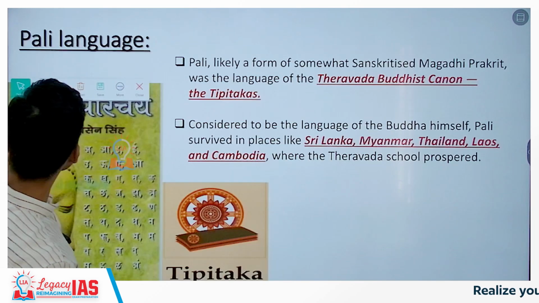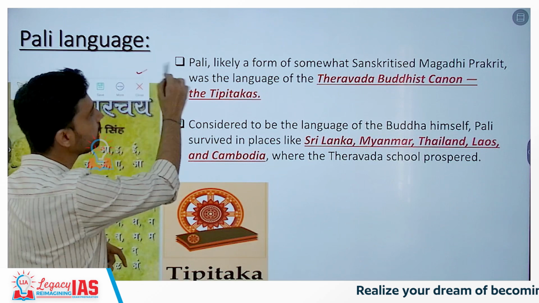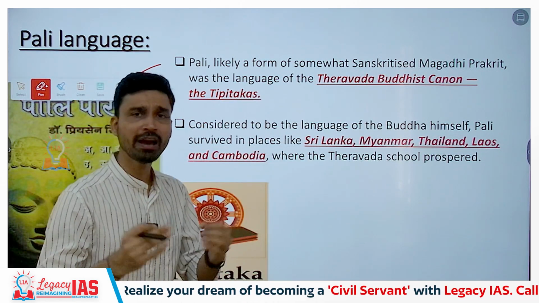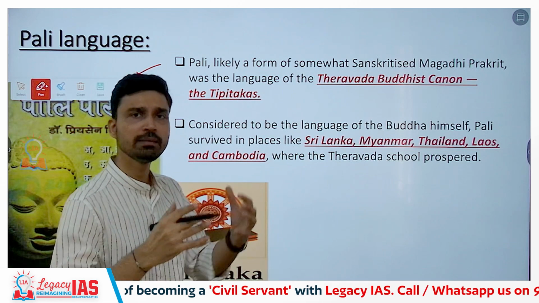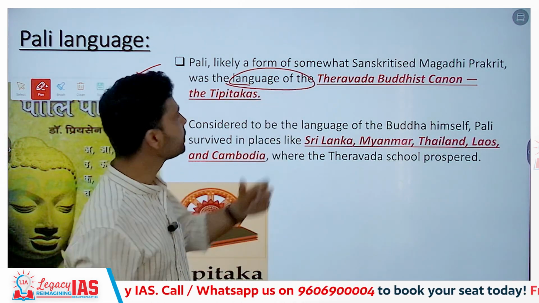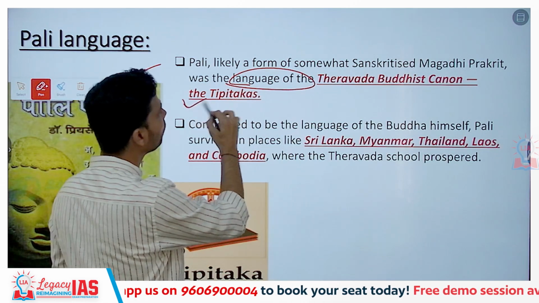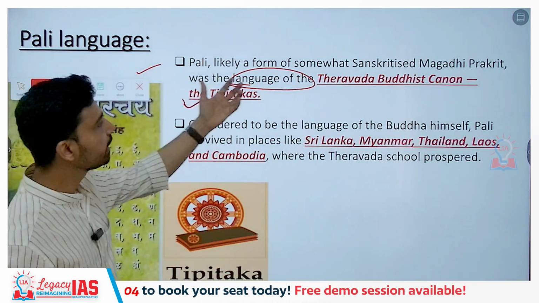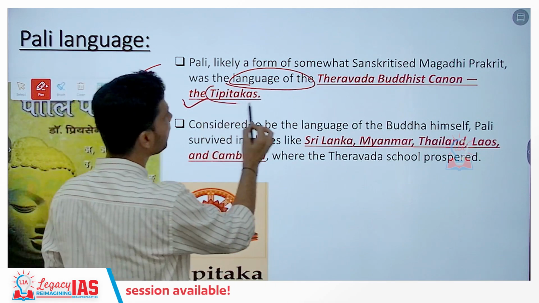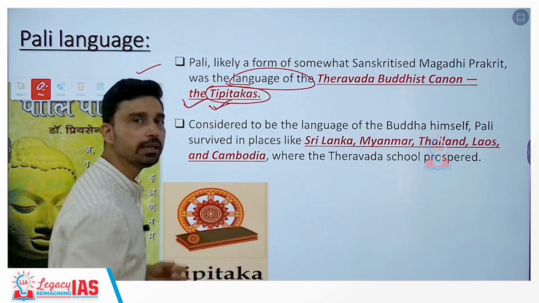And the last language to talk about is Pali. Pali is likely a somewhat Sanskritized form of Magadhi Prakrit, the variant of Prakrit that was spoken in the Magadha Empire, and is believed to be the language of Theravada Buddhism. The canon of the Tipitaka has been written in Pali, and the Tipitaka is a very important literature in Buddhism.